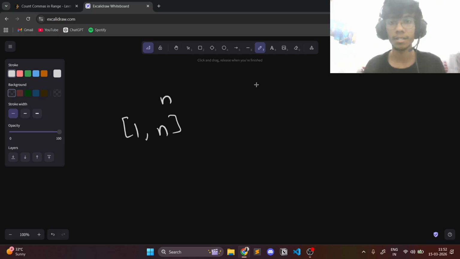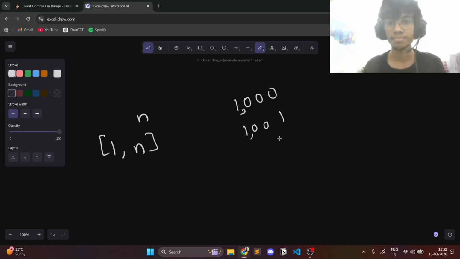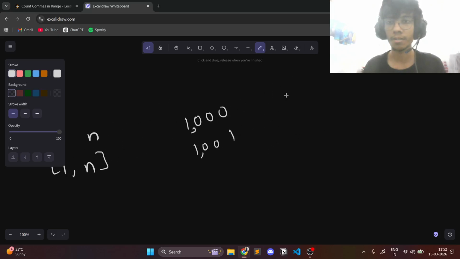So let's say 1000 has only one comma. We can put one comma over here. Similarly, 1001 would also have one comma. If you think of a bigger number like 1 lakh, this will also only have one comma. But if you exceed this by 1, so let's say this is 10 lakhs, now this is going to have 2 commas, right?